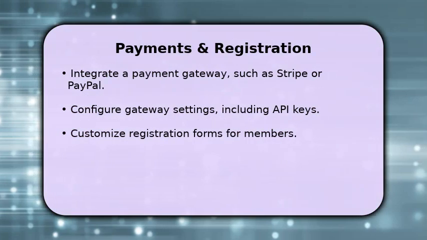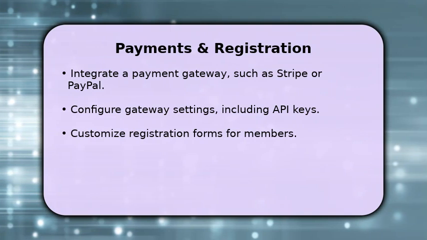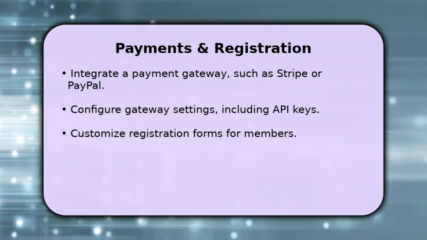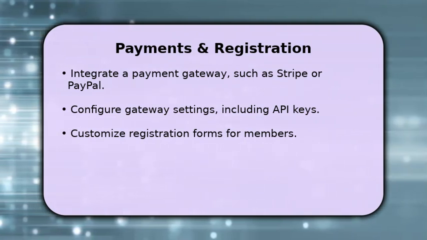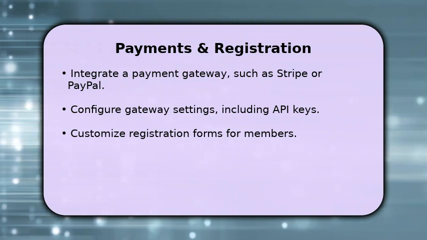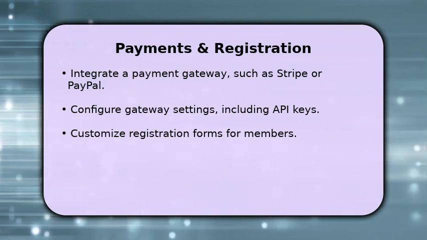The final crucial step is setting up your payment gateways. Go to MemberPress Settings, then the Payments tab, and add your preferred gateway, like Stripe or PayPal. You'll need to enter your API keys to connect securely.